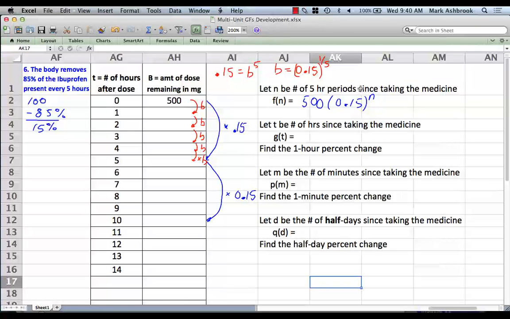Multiplying by 0.15 means multiplying by B 5 times. That's exactly what that math statement says. It's the same as multiplying by B 5 successive times. So therefore B is 0.15 to the 1/5. Therefore our function is 500 times 0.15 to the 1/5 to the h. How's it going so far? All right, now the percent change. How do I find the 1 hour percent change?